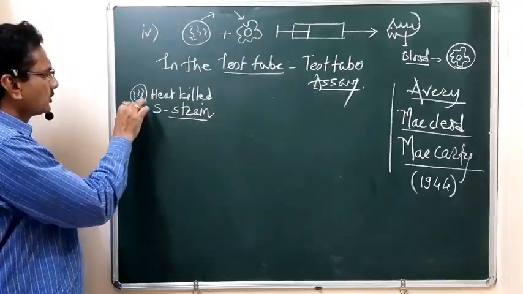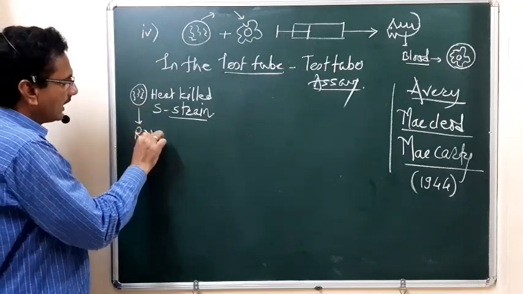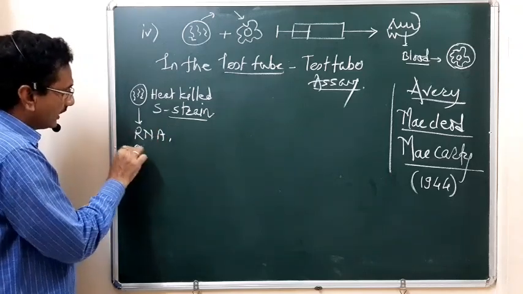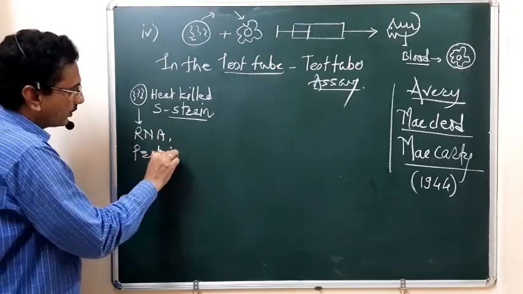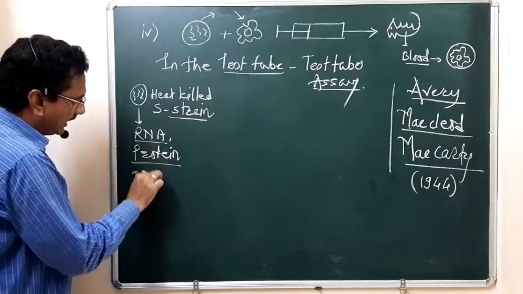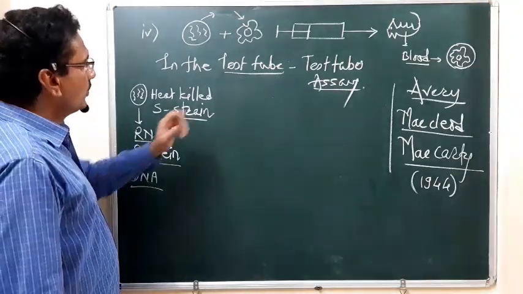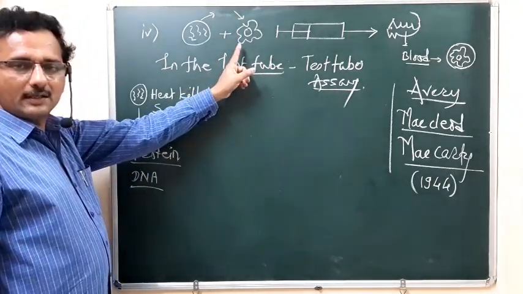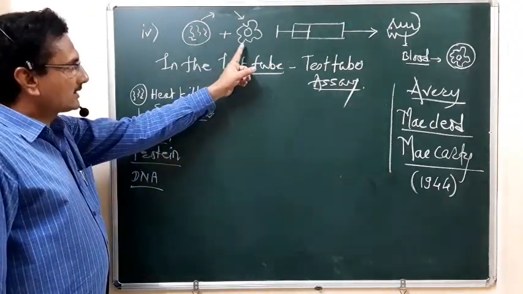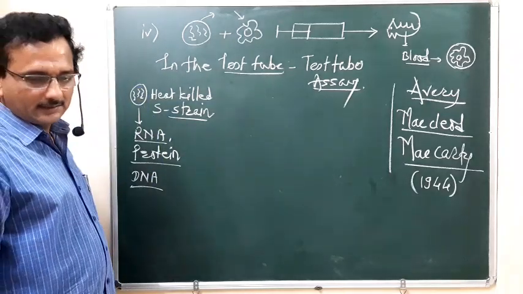From the heat killed smooth strain, they isolated the RNA, then the protein, and along with that the DNA. They mixed these with the rough strain, and observed in the presence of which content the rough strain changes property.